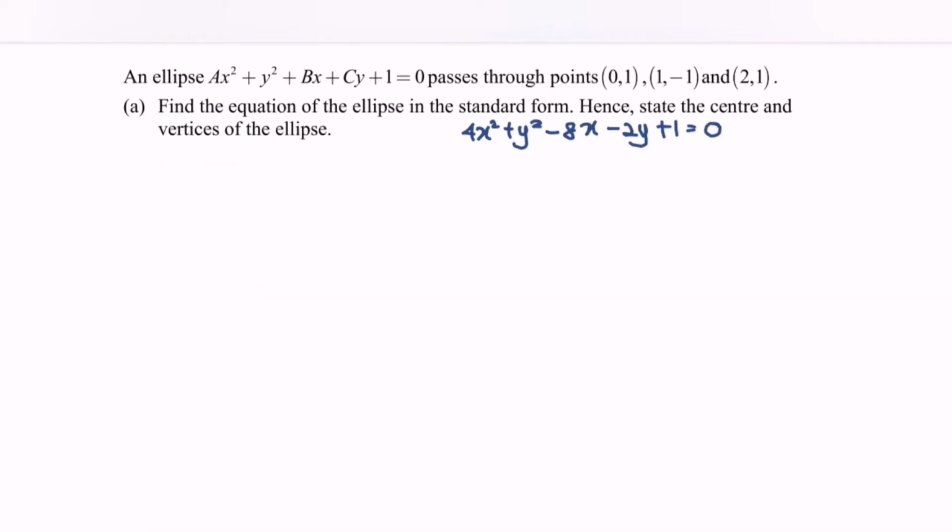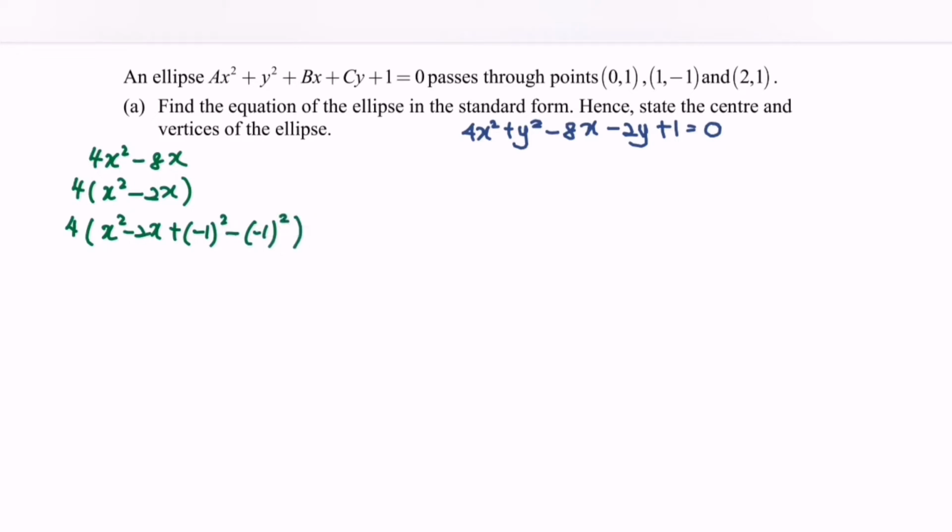Next, what we have to do is to express the equation in the standard form. So kindly complete the square. Focus on the x part, where we have 4x squared minus 8x. Factorize the 4 and we'll have x squared minus 2x. Completing the square, so 4 multiplied with (x squared minus 2x plus (negative 1) squared minus (negative 1) squared). So 4 multiplied with (x minus 1) squared minus 1. So 4 multiplied with (x minus 1) squared minus 4. So that is the x part.